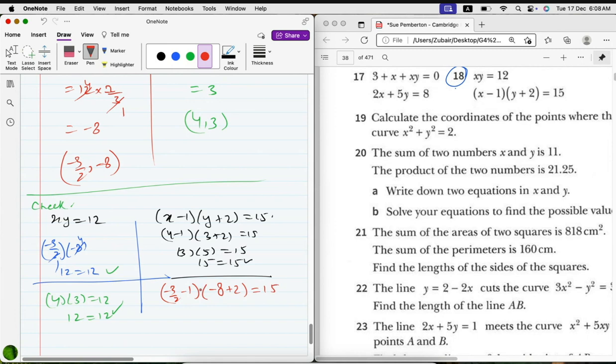1 and 3 by 2 is 5 by 2, and 8 minus 6. This is minus 5 by 2 minus 6. 2 1 times, 2 3 times, and 3 5 times is 15 equals 15. So these are the two solutions.